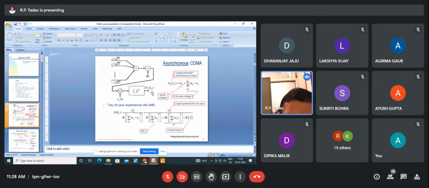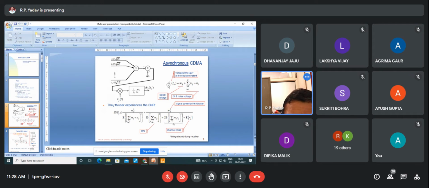detect m_j(T_m). For the jth user, what I'm integrating is from 0 to T_m, corresponding to one bit time duration. So m_j(T_m), what is m_j(T_m)? That's the voltage at the integrate and dump circuit at the decision instant. So that's my output, m_j, and this m_j is my signal voltage.